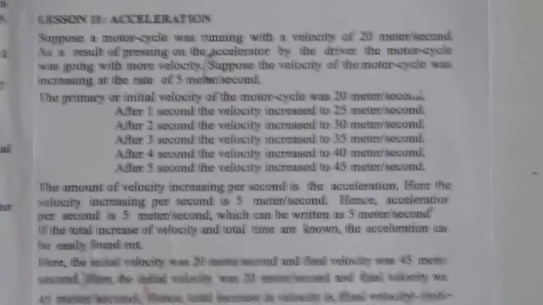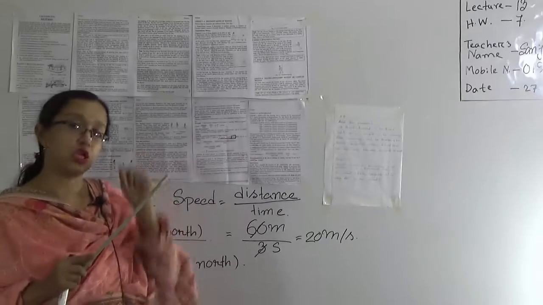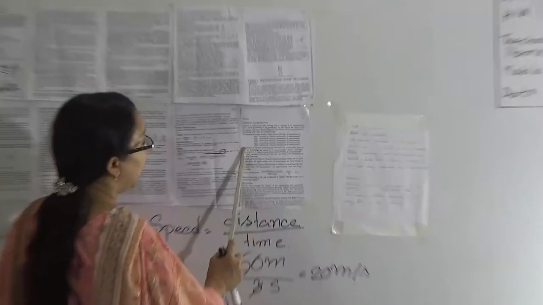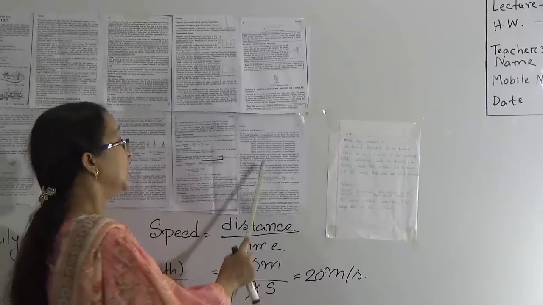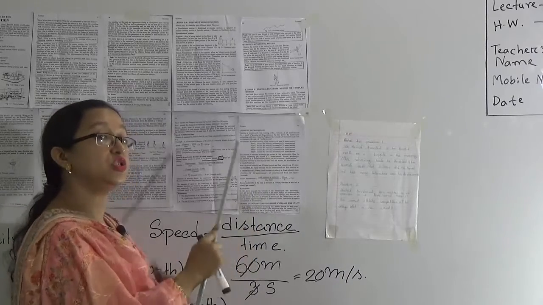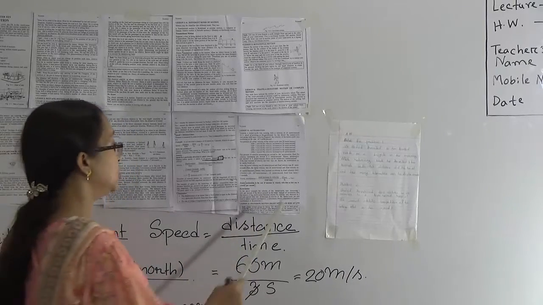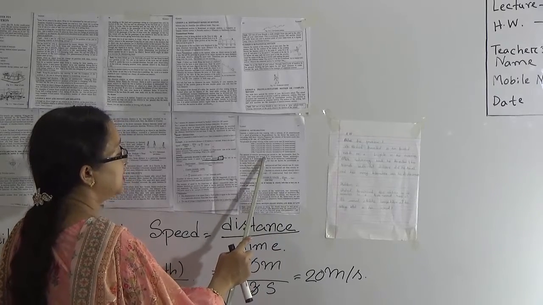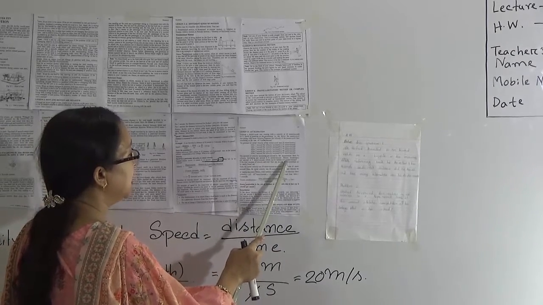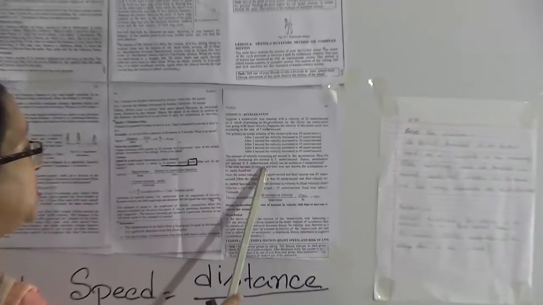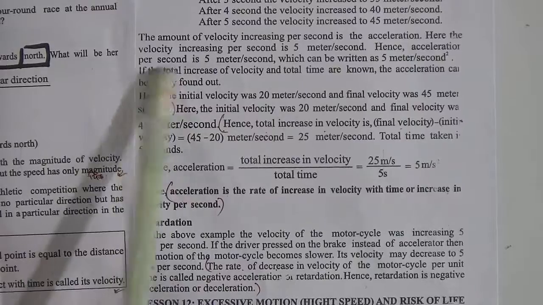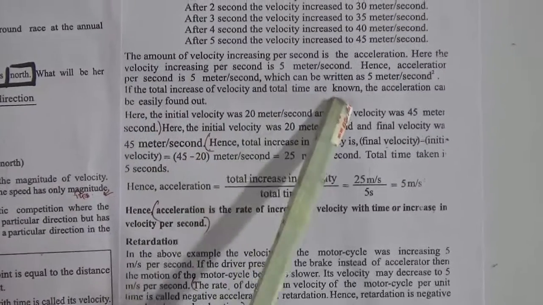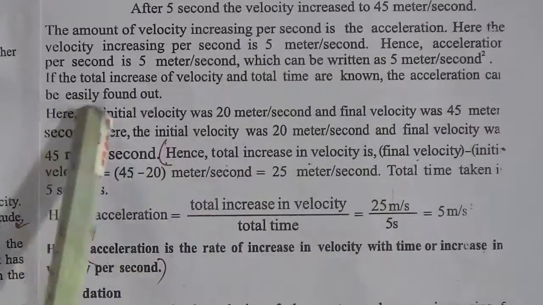That means the velocity increased 5 meters per second in only 1 second. The amount of velocity increase per second is the acceleration. So what is acceleration? The amount of velocity increasing per second. Per second increasing velocity is called acceleration. Here the velocity increasing per second is 5 meters per second. Hence acceleration is 5 meters per second, which can be written as 5 meters per second squared. If the total increase of velocity and the total time are known, the acceleration can be easily found.